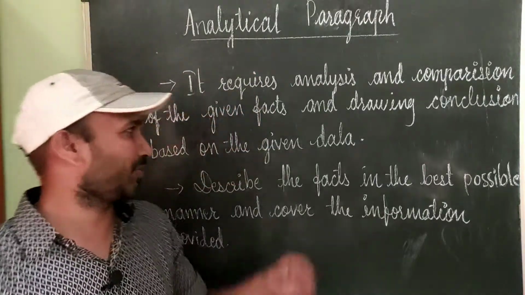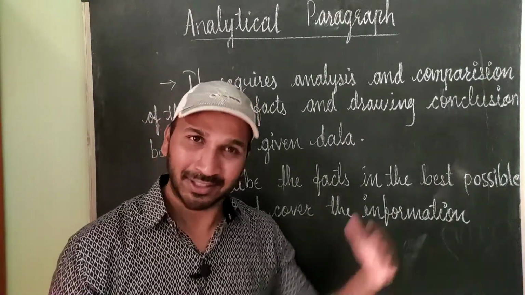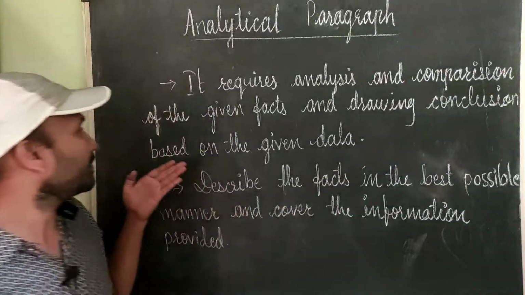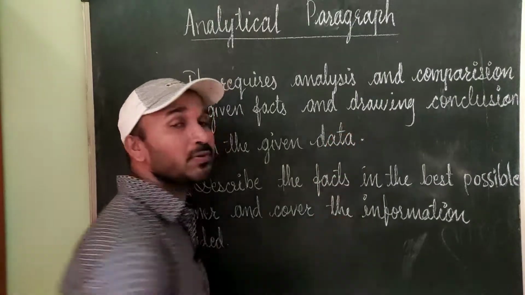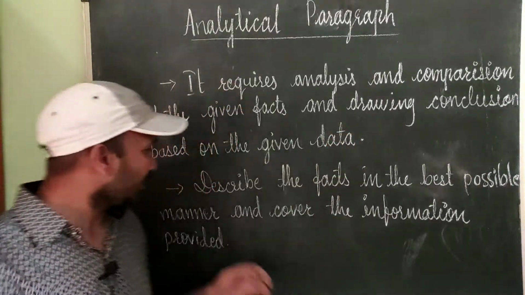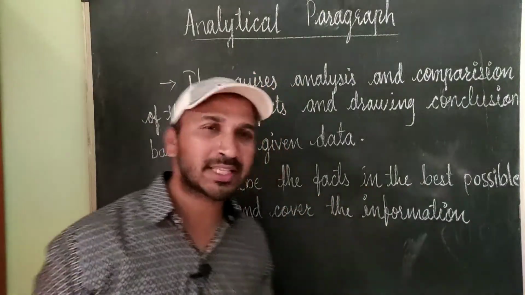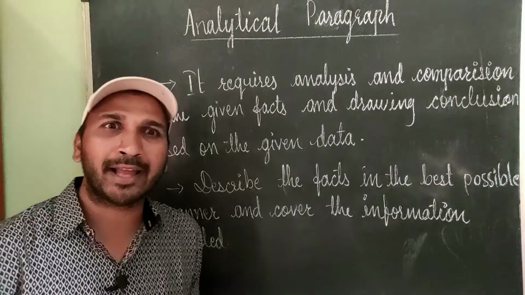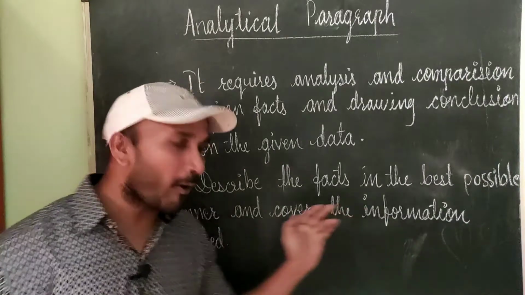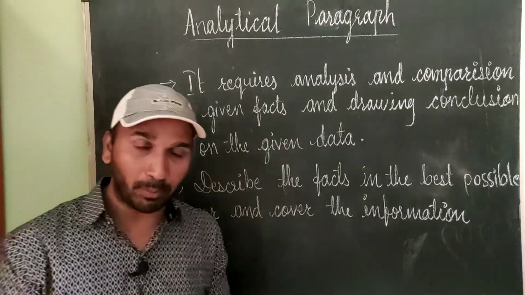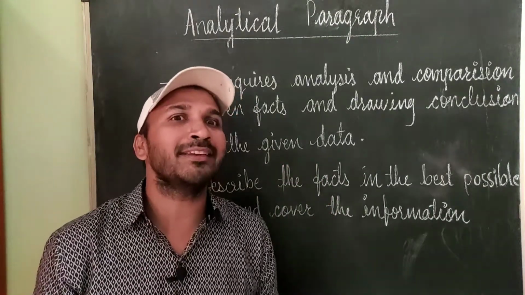We have to make the comparison and draw a conclusion by looking at the facts. On the basis of the given data, we have to come to our conclusion. The second point to remember is to describe the facts in the best possible manner. We have to describe the paragraph and cover the information provided, and write the complete information given in the data.